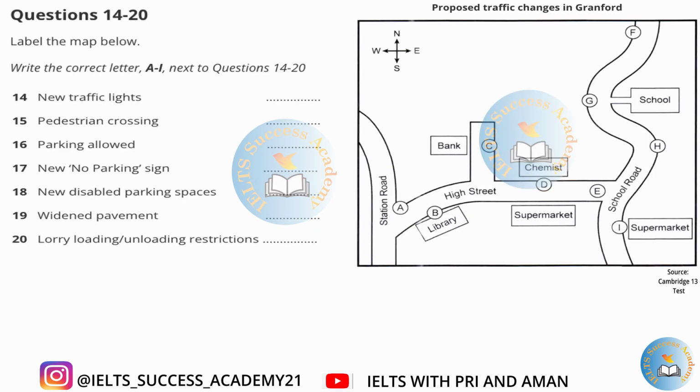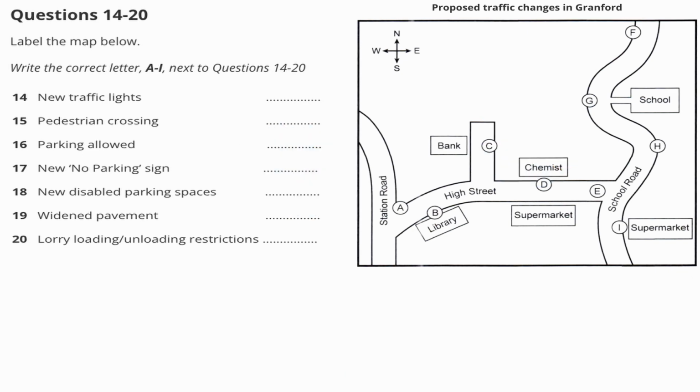Now listen and answer questions 14 to 20. Okay, so this slide shows a map of the central area of Granford with the High Street in the middle and School Road on the right. Now, we already have a set of traffic lights in the High Street at the junction with Station Road, but we're planning to have another set at the other end at the School Road junction to regulate the flow of traffic along the High Street.